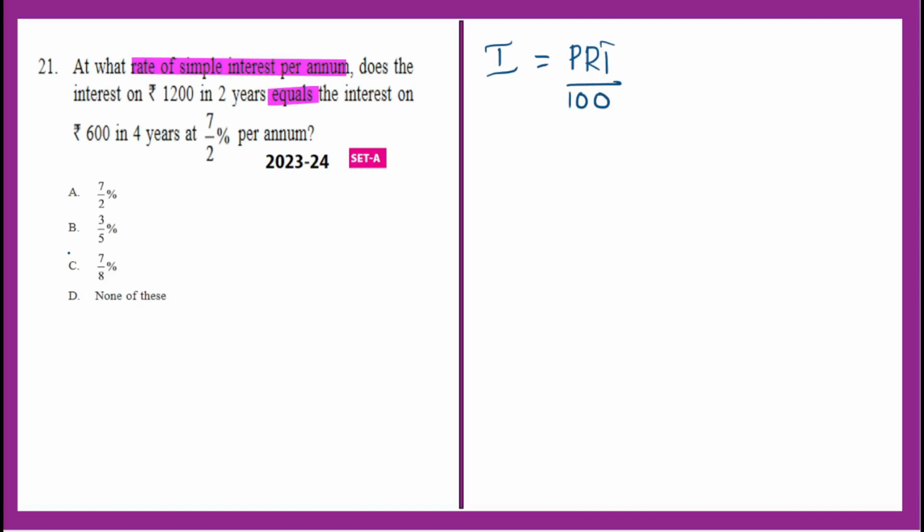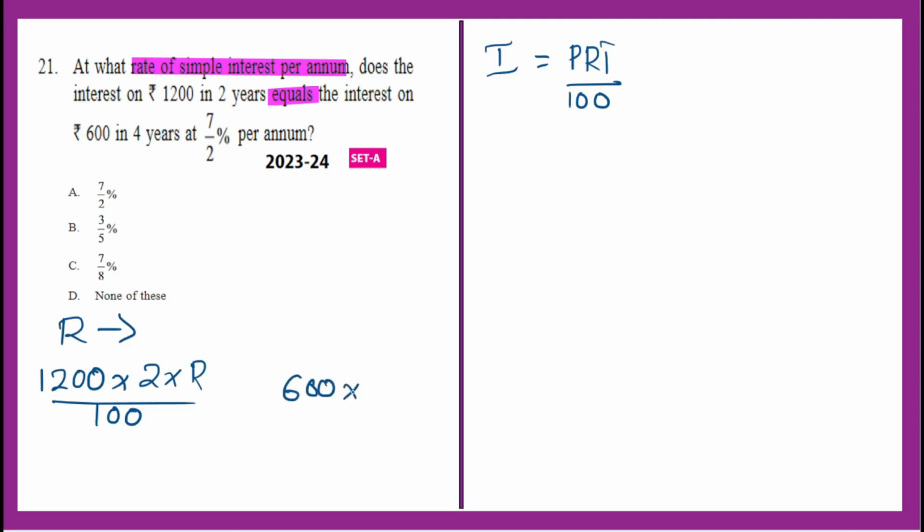Let R be the rate of simple interest per annum on rupees 1200 in 2 years. Then its simple interest equals 1200 times 2 times R by 100. Now again the interest on rupees 600 for 4 years at 7/2% per annum equals 600 times 4 times 7/200.